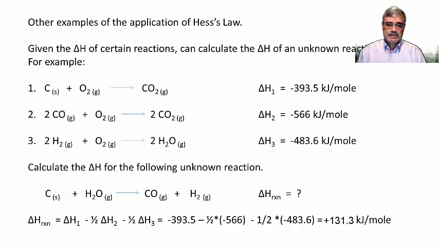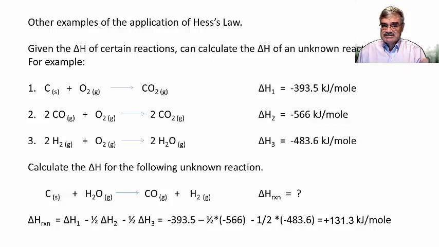The first thing I see is carbon. And I look above. Where does carbon appear in the three reactions above? It only appears in the first reaction. And notice that it appears on the reactant side of the first reaction. That's where I want it to be in my unknown reaction. I want it to be on the reactant side.